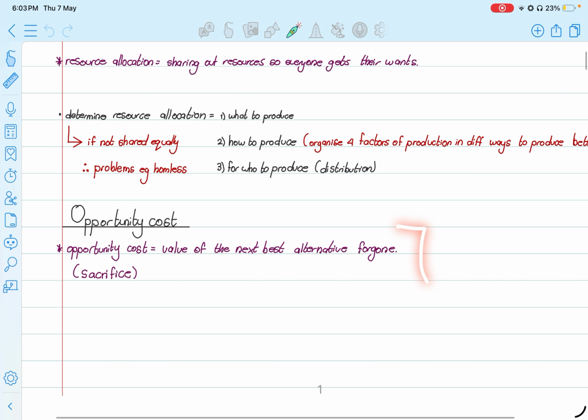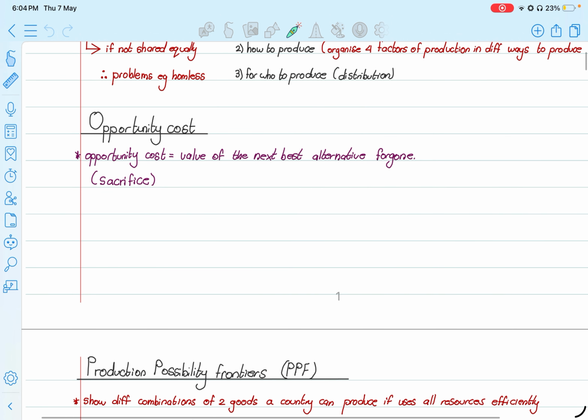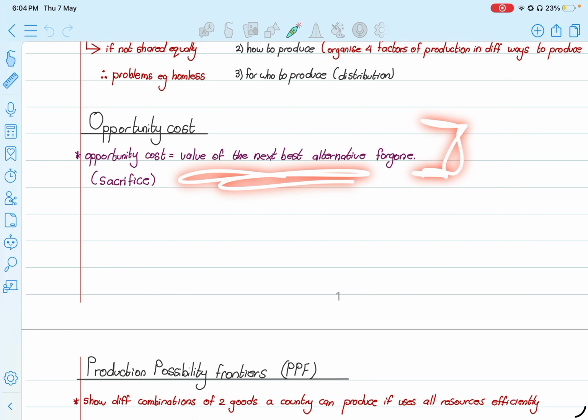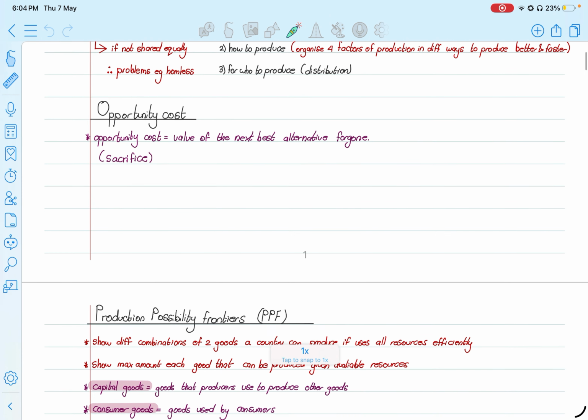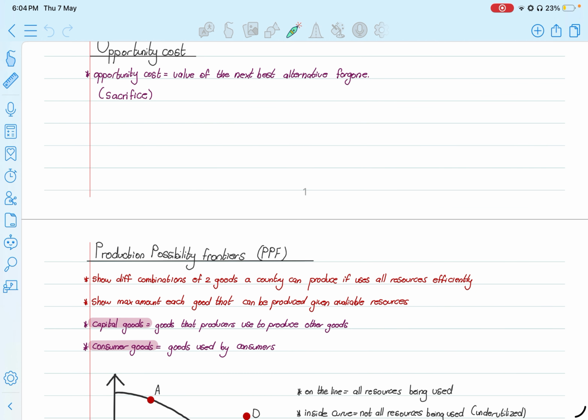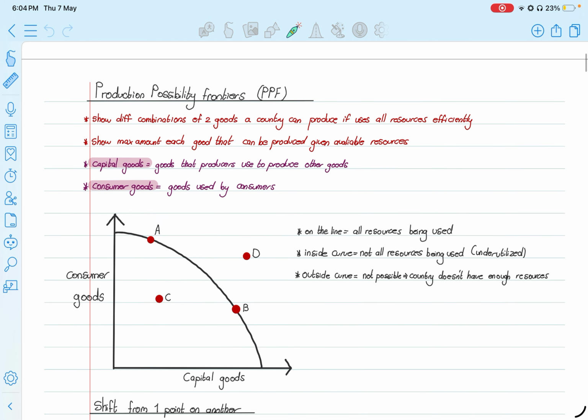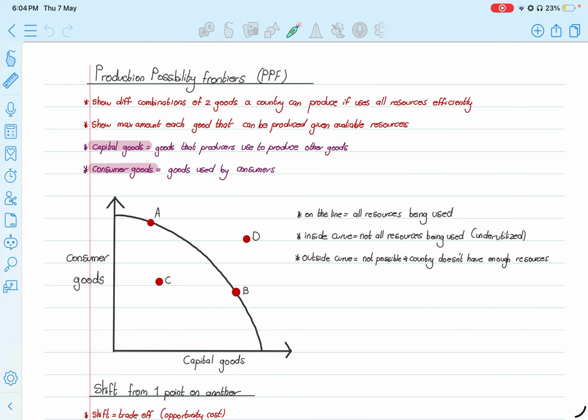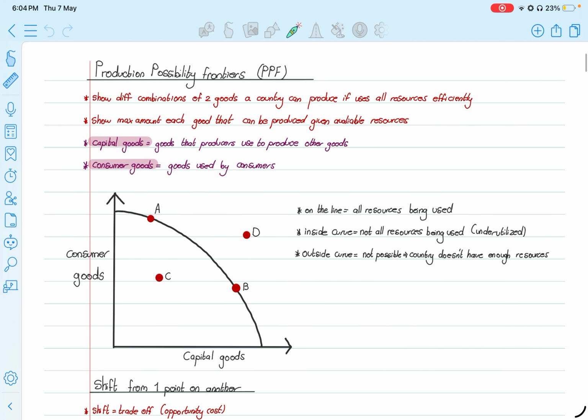Next, this is a very important definition: SOS, extremely SOS. Opportunity cost, which is the value or benefit of the next best alternative foregone or sacrificed when a decision is made. You can make up your own definition along these lines. Don't write something completely different, but with definitions, you can use your own interpretation. You don't have to learn it off by heart. Anyway, let's continue. Next, we've got the production possibility frontiers, PPFs.